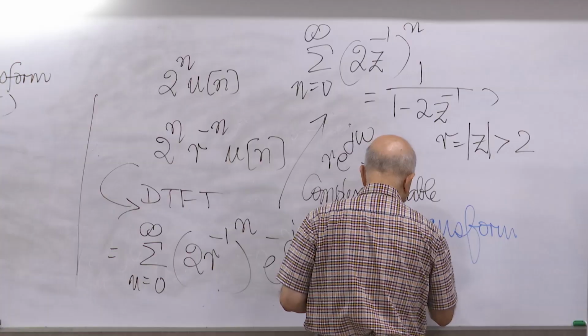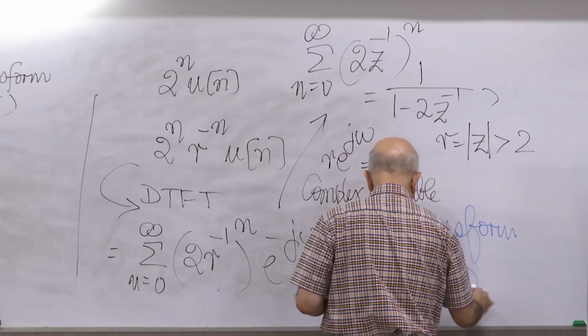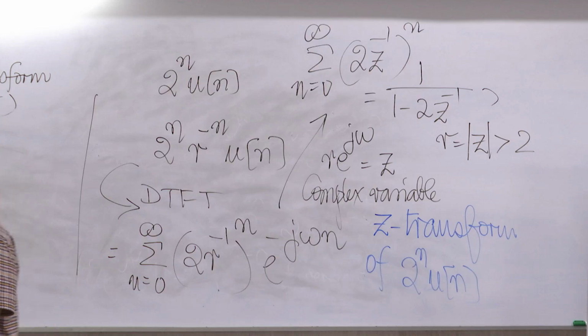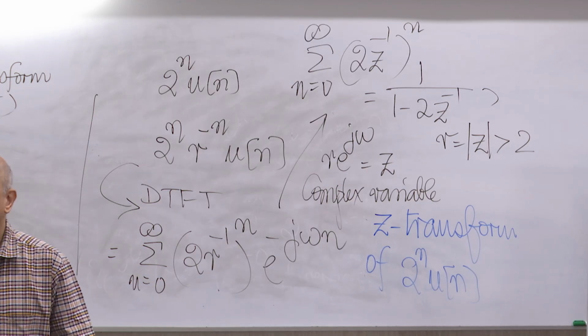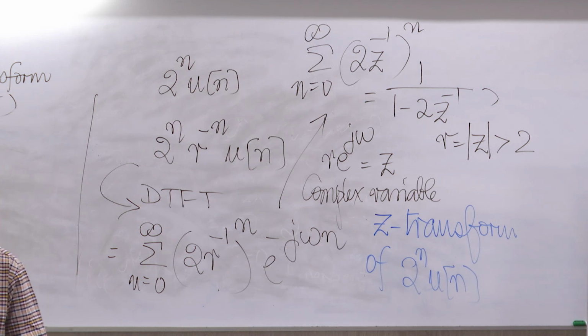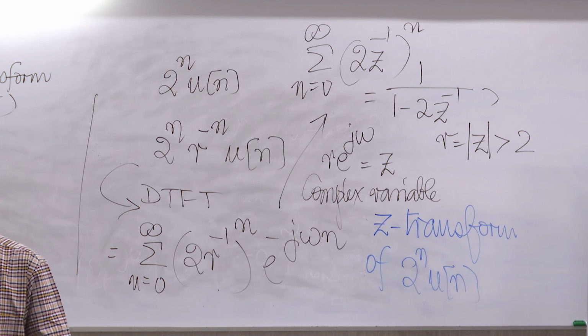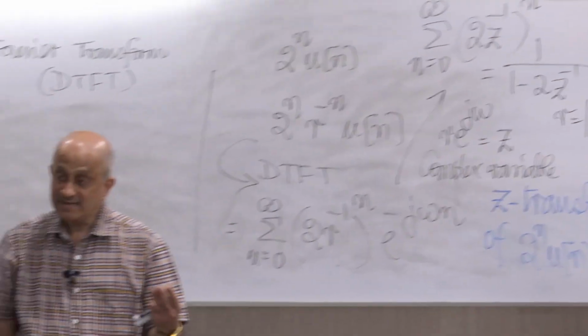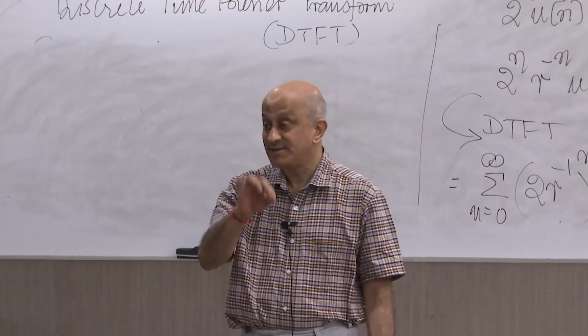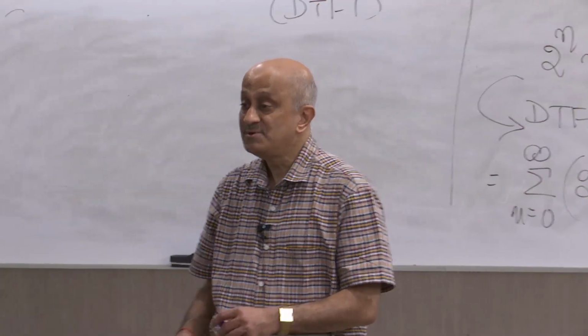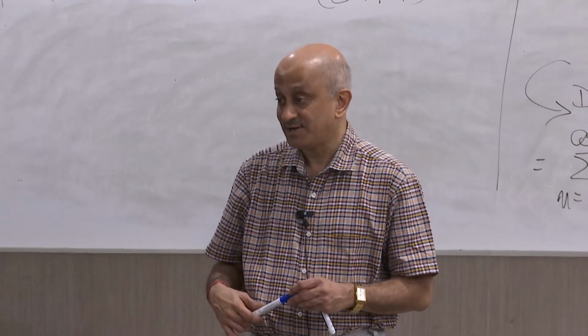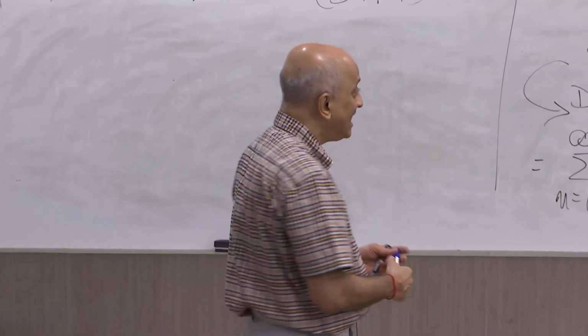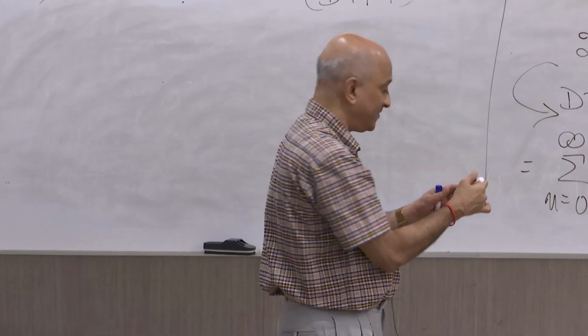of 2 to the power of n u[n]. So you can think of the Z transform as a parallel to the Laplace transform for discrete sequences. Just as the Fourier transform generalizes to the Laplace transform for signals which don't have a Fourier transform, similarly the discrete time Fourier transform generalizes to the Z transform for sequences which don't have a discrete time Fourier transform, right? And of course, it has a region of convergence.